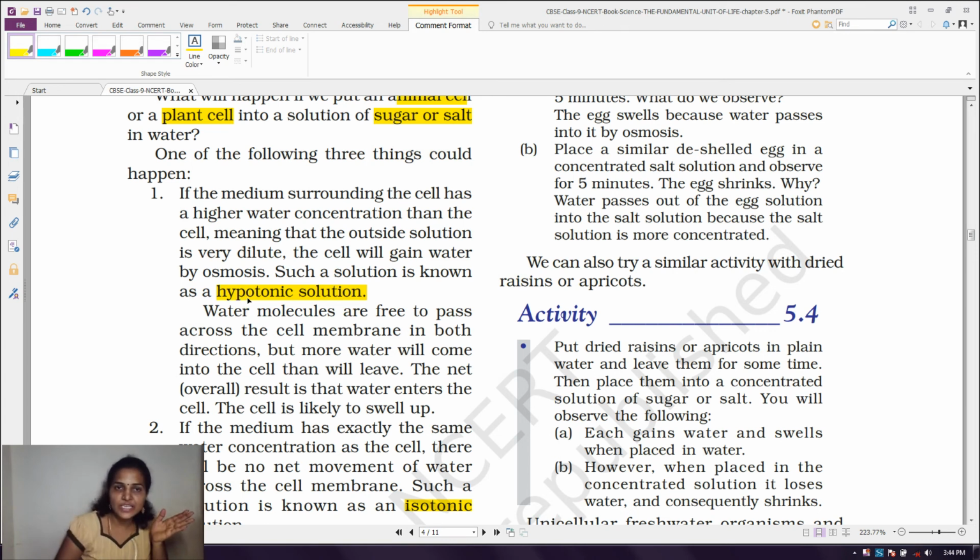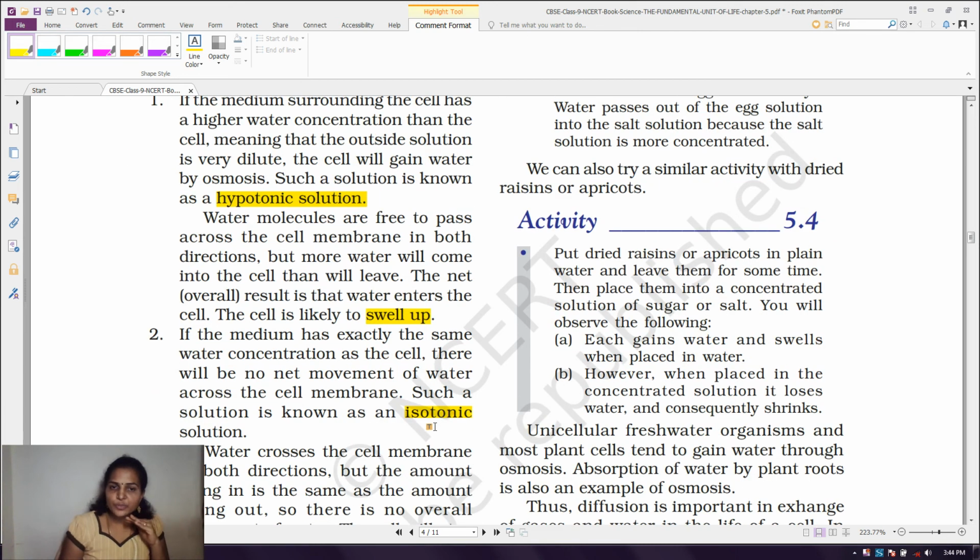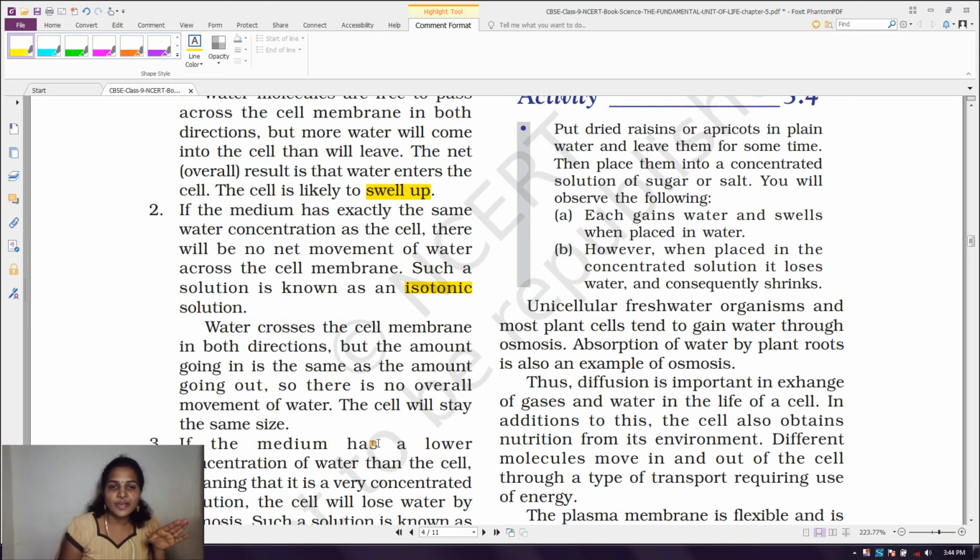As a result, while we keep the plant cell or animal cell in the sugar or salt water, that is hypotonic. Then what will be the result? We can find that it will swell up. Okay, and isotonic. Iso means same. The water content in both the seed as well as in the beaker is the same. So there will be no movement. So we will not find any changes in the size. The size will remain the same.